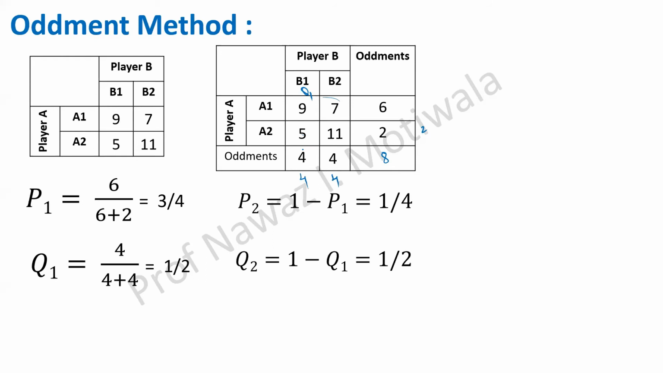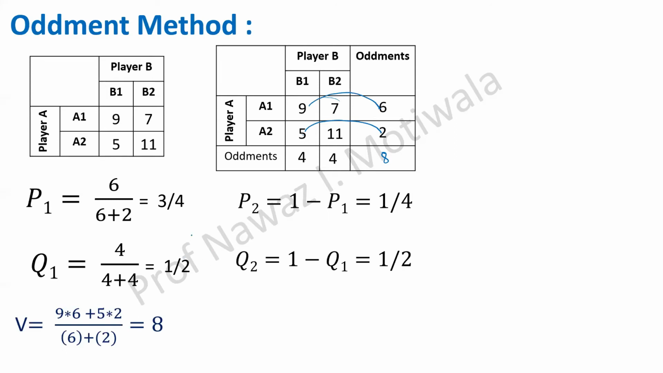Now for the value of the game, I will give you 4 different formulas. You have to remember only one, or actually you don't even have to remember, it is quite a logical formula. Okay, 9 into 6 plus 5 into 2. Add both, divided by the total number of games played, which is 8. So it will be answer 8. So this will be one formula.